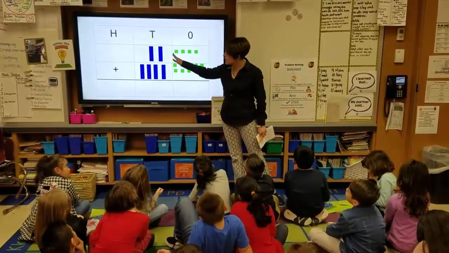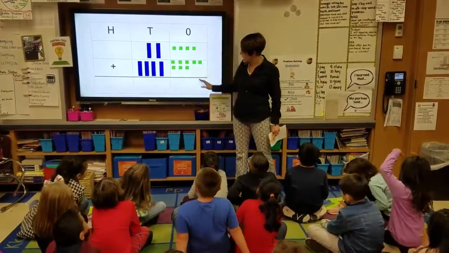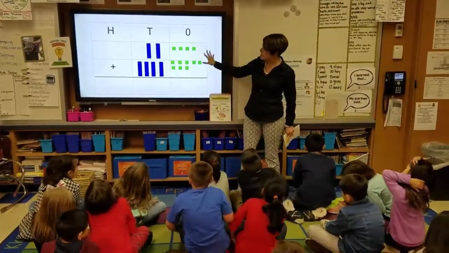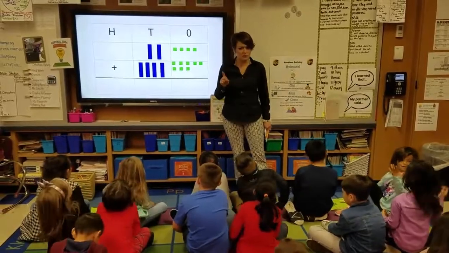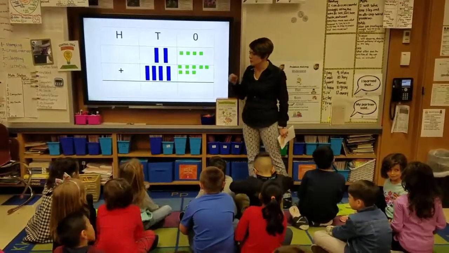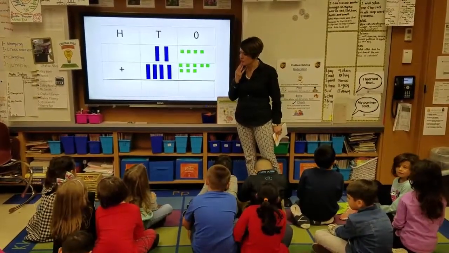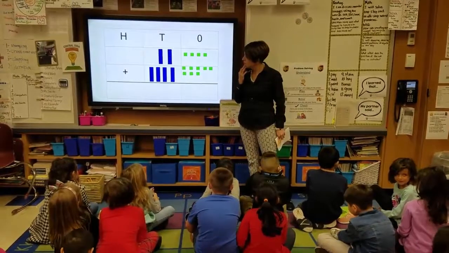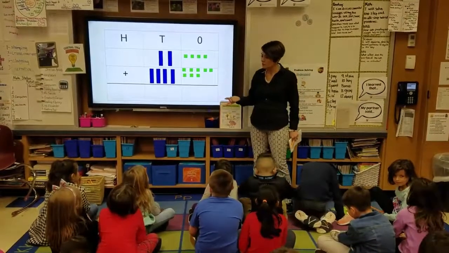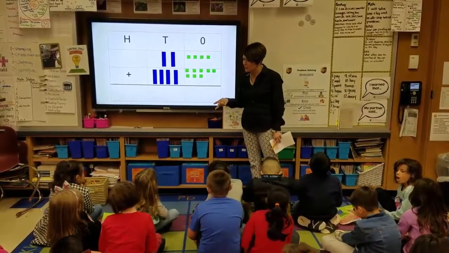Let's say the numbers together. 24 plus 48. Okay. Do you notice something that we need to do here? Brooklyn. We have to add six green little squares to the 10. Why am I going to do that?